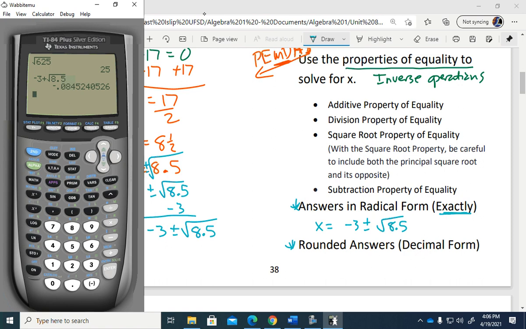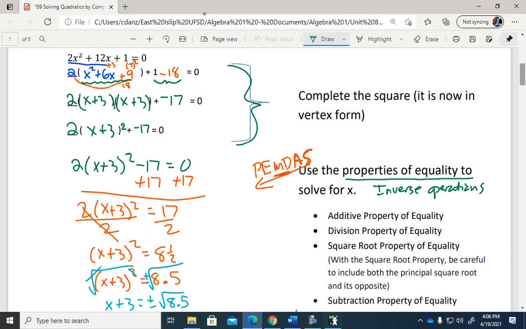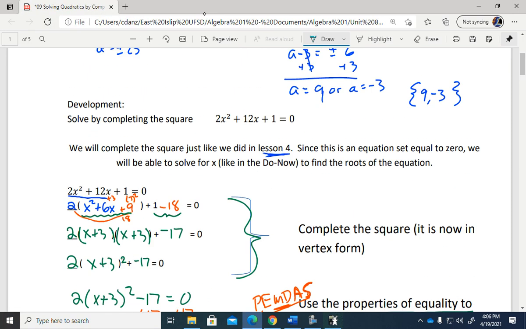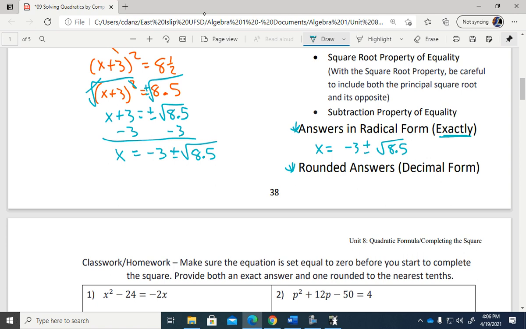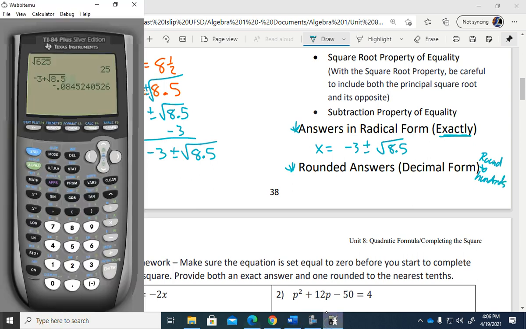Does it say what to round to? No. Usually they tell us where to round to. Let's round to the hundredths. So negative 0.08.